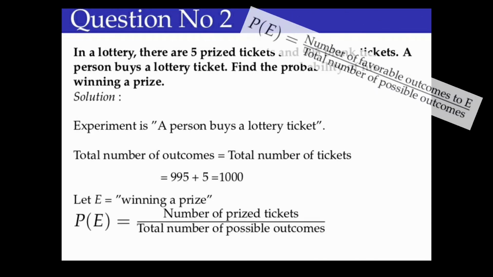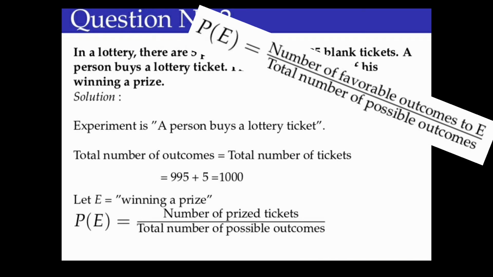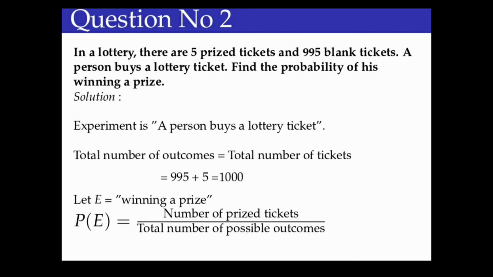Now we know the formula of probability, that P equal to this. Tell me what is the number of favorable outcomes to this event E. What is the property first? The property of this event E is winning a prize. Now a person wins a prize only if he buys a prize lottery ticket, isn't it? So the number of favorable outcomes to this event E is nothing but the number of prize tickets, which is 5 in this problem. So the final answer is 5 by 1000. It is 1 by 200.